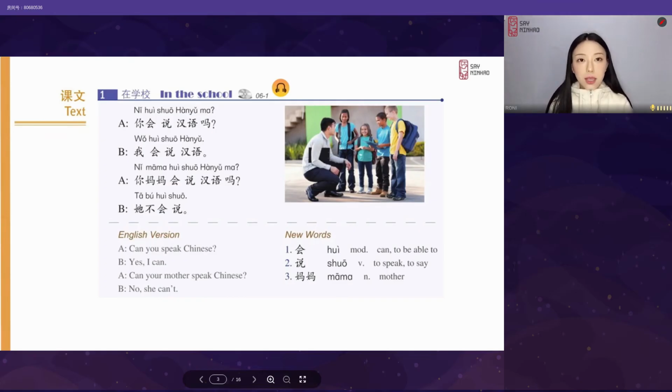你会说汉语吗？我会说汉语。你妈妈会说汉语吗？她不会说。Okay, let's see sentence by sentence. First one, 你会说汉语吗？ Okay, let's see the structure. First one, 你 is the subject of this sentence, right?